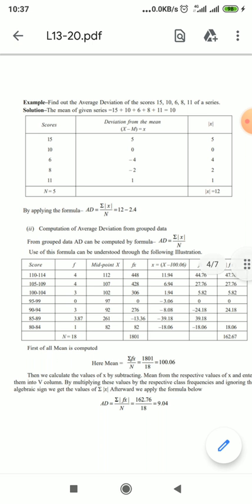Any questions? Any query? Okay. Now come to the next example.